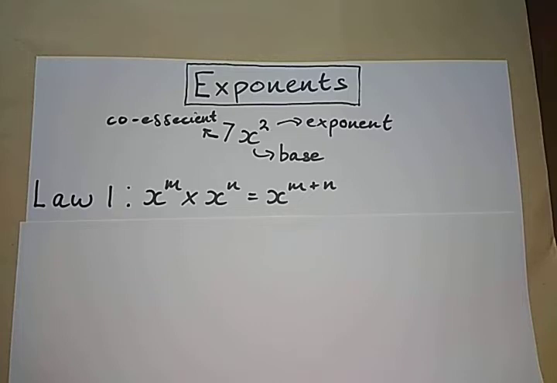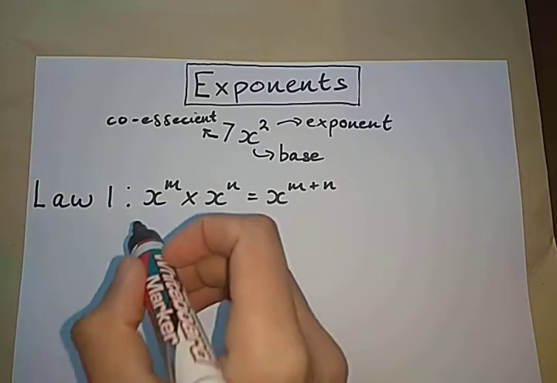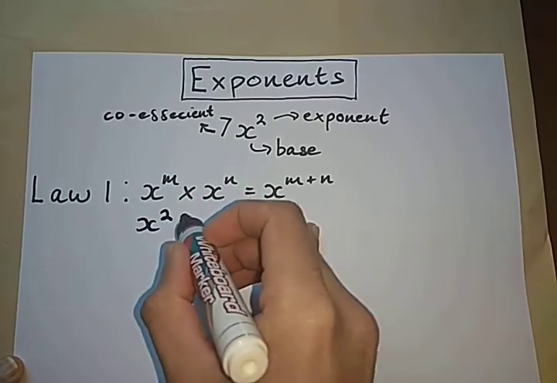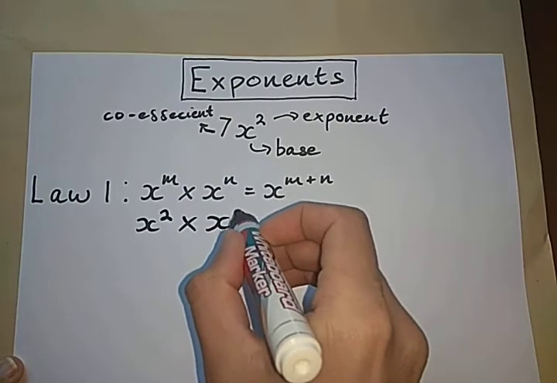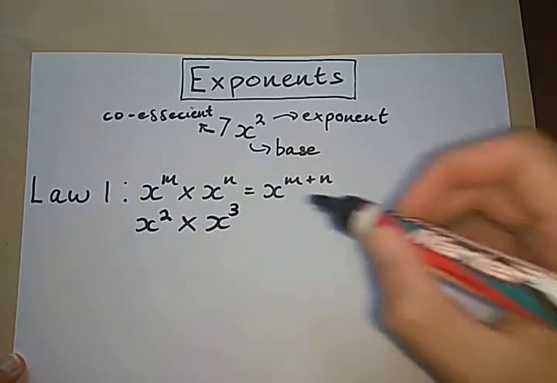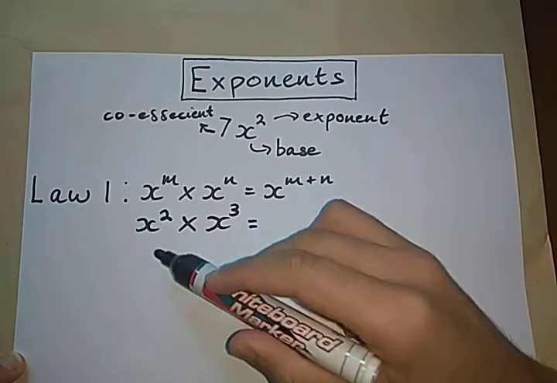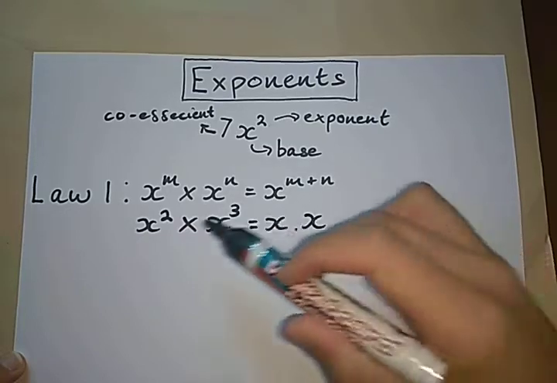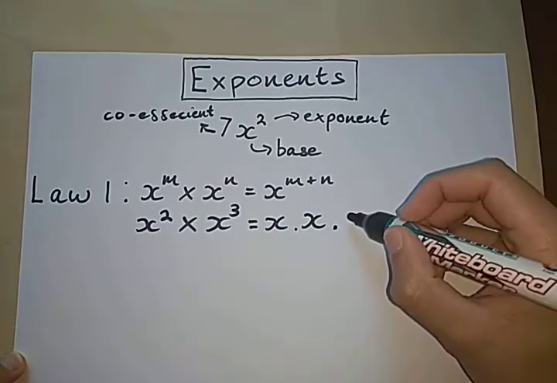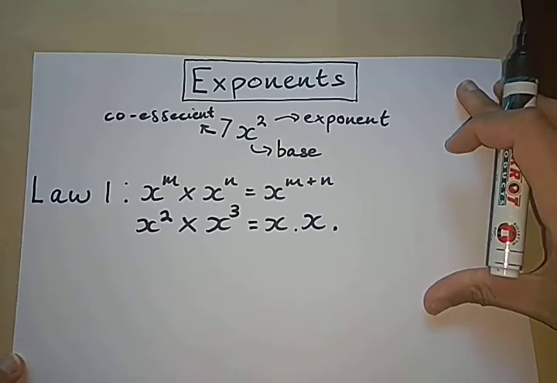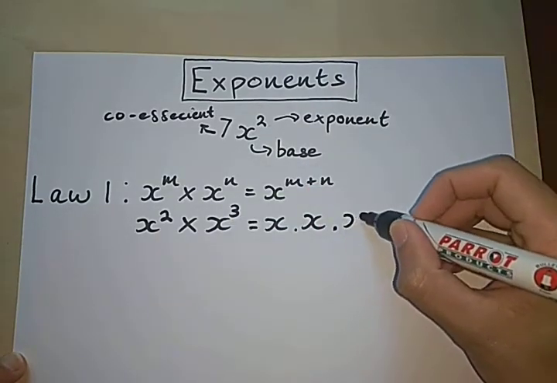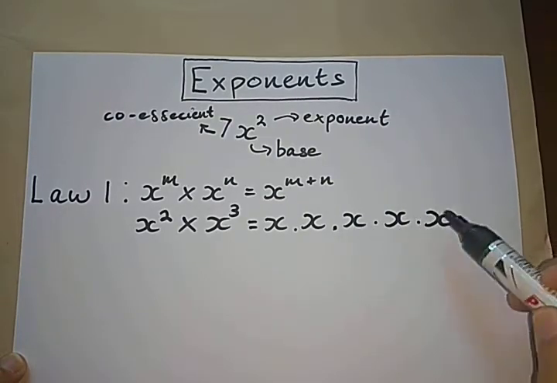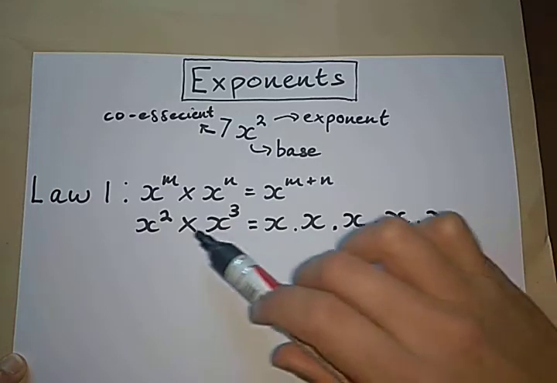If we just had to look at a quick example, let's say for argument's sake, we have an x squared, and we multiply that by an x to the power of 3. Well, this is the same as saying x times x, that would be our x squared, times, remember another way to represent multiplication is a dot, x times x times x. So 1, 2, 3 would be our x cubed, and these two would be our x squared.